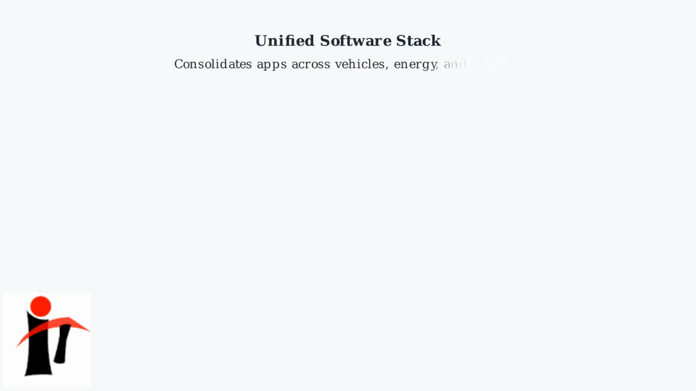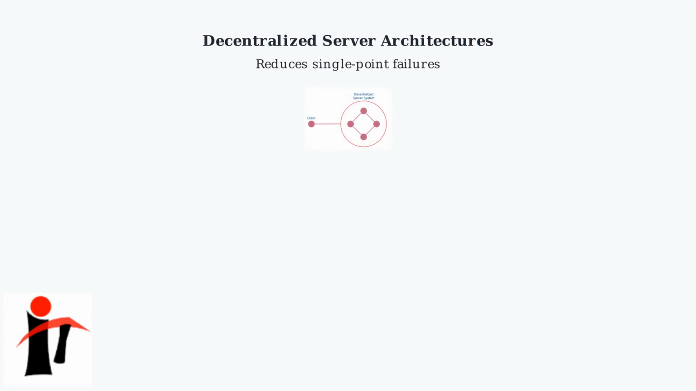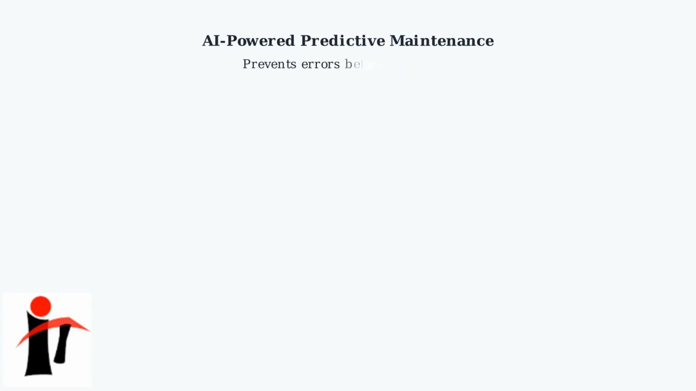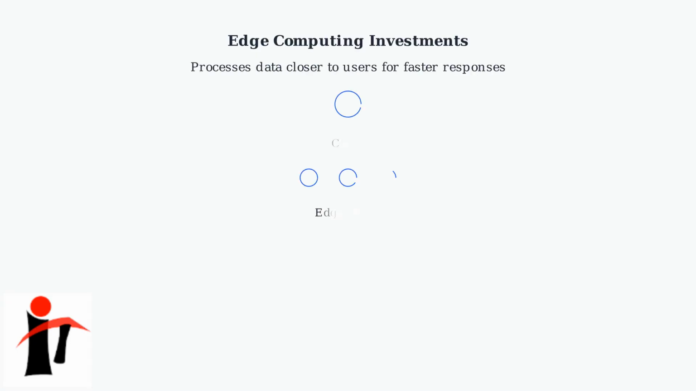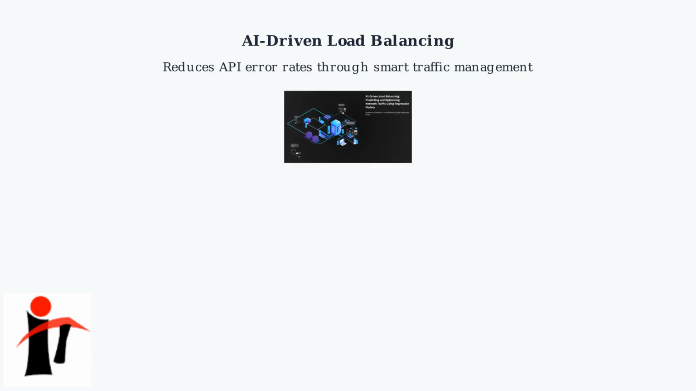Looking ahead, experts predict improved app reliability through Tesla's Unified Software Stack initiative, aiming to consolidate apps across vehicles, energy, and robotics. Potential advancements include decentralized server architectures to reduce single-point failures. AI-powered predictive maintenance helps preempt errors by analyzing data and predicting issues. As of 2025, Tesla is also investing in edge computing to process data closer to users, and AI-driven load balancing to reduce API error rates by predicting and optimizing network traffic.